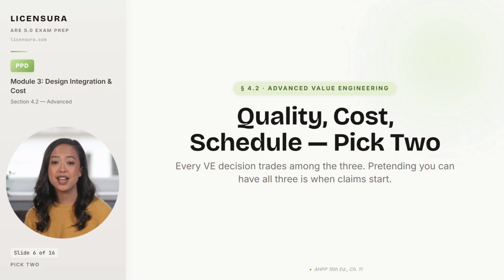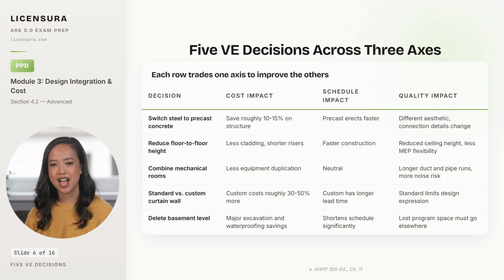The exam tests this directly, and so does professional practice. 5 real VE decisions show how the triangle plays out. Each one trades one axis for the other 2. Switching steel to precast concrete typically saves around 10 to 15% on the structural package. That range is illustrative because span and seismic conditions change it, and precast erects faster, so cost and schedule both improve. But the aesthetic shifts, the connection details change, and the project loses some structural flexibility for late changes.